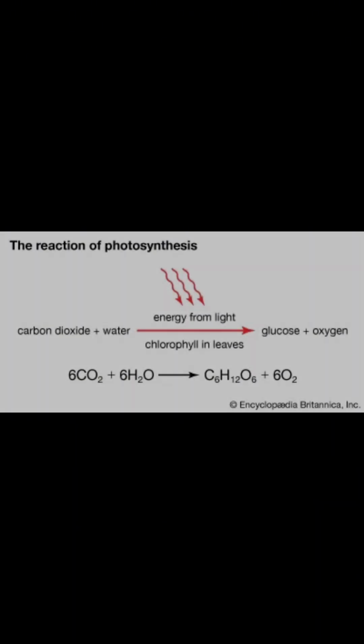The overall balanced equation for photosynthesis is 6 carbon dioxide molecules plus 6 water molecules plus sunlight produces glucose and 6 oxygen molecules. Carbon dioxide and water are the reactants, and glucose and oxygen are the products. Carbon dioxide is taken in from the atmosphere through small openings in the leaves and enters the plant cells. Inside the plant, carbon dioxide is used in the Calvin cycle to convert it into glucose.